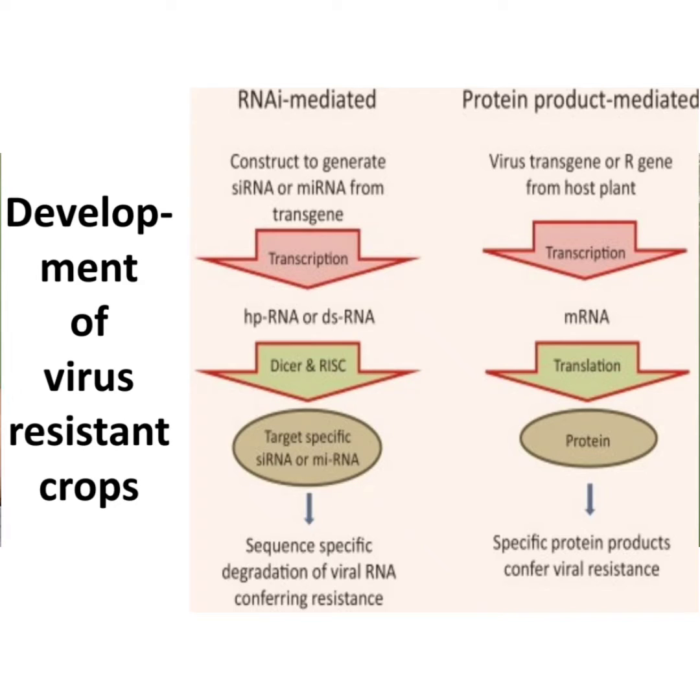On the right side you can see the protein product mediated development of virus resistant crops. The virus transgene or R gene from the host plant undergoes transcription and that results in the formation of messenger RNA. The translation results in the formation of a protein, and the specific protein in plants confers viral resistance.